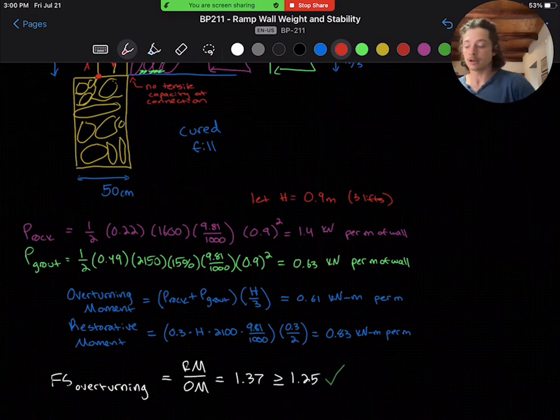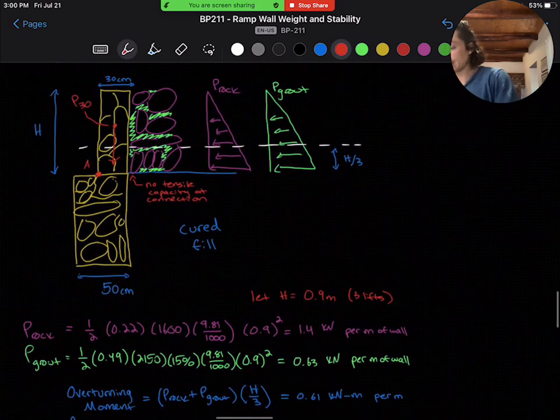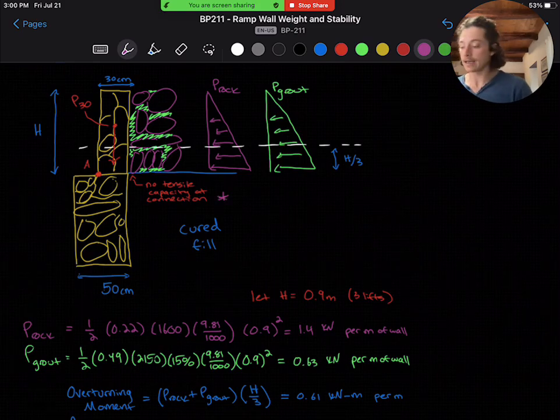As you may imagine, we can evaluate this assumption a little further if we needed to fill more than 1 meter in a day, and we can do a calculation for what that tensile capacity between the various lifts of ramp wall or various sections of ramp wall would be so that we can get a little extra capacity resisting overturning.